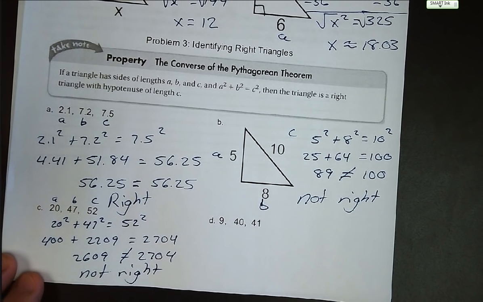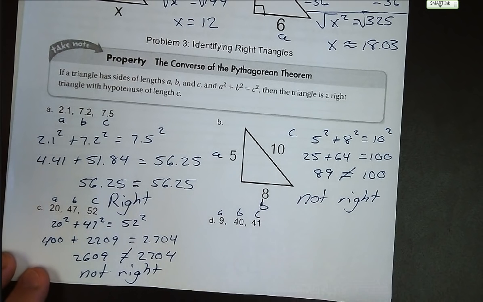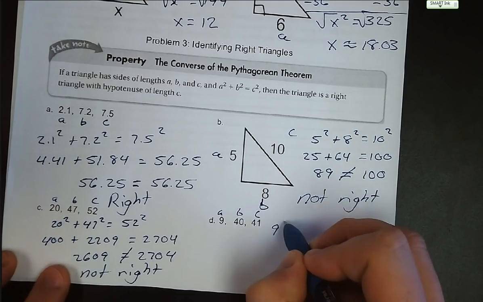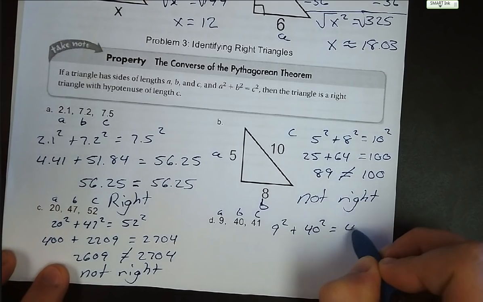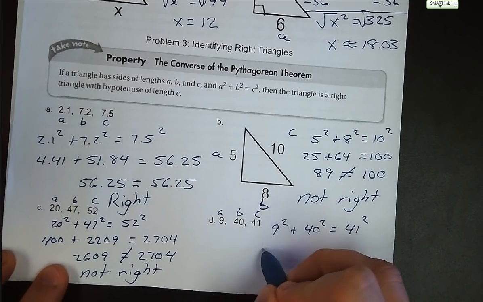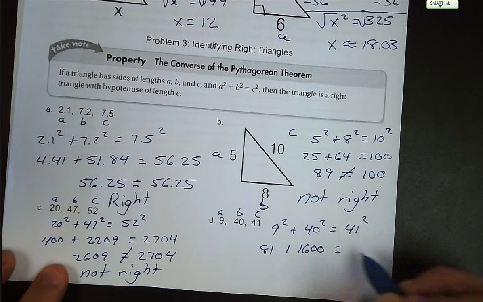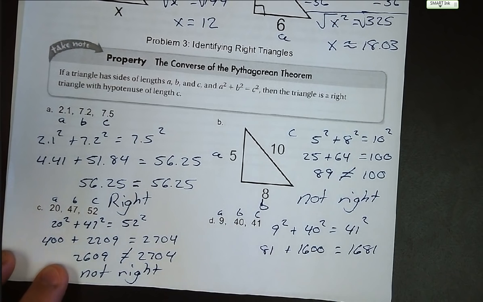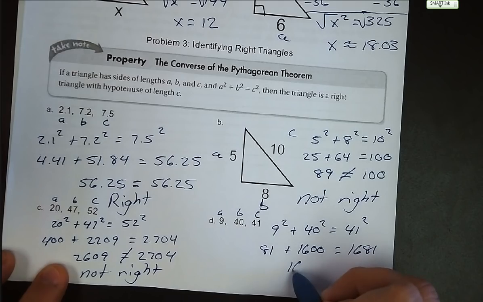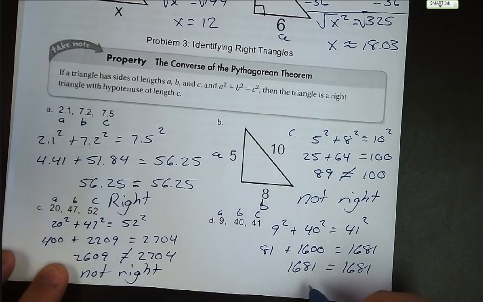Okay, the last one, we've got 9, 40, and 41. So 41 is our hypotenuse. We have 9 squared plus 40 squared equals 41 squared. 9 squared is 81. 40 squared is 1600. And 41 squared is 1681. 1681 is equal to 1681. So that is a right triangle.